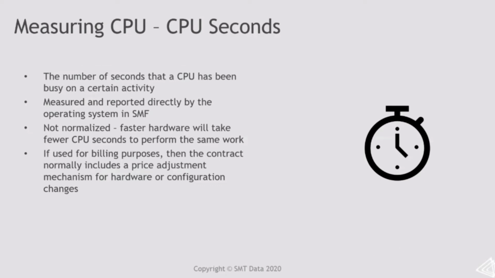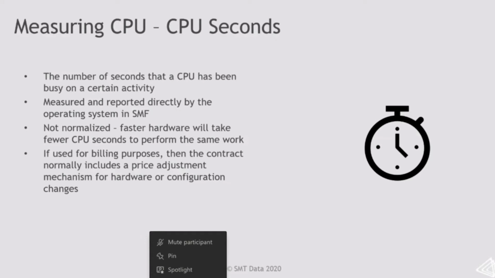So let's just quickly dive into some of the measurement metrics that you can use as a basis for paying for your CPU capacity with an outsourcer. Now, obviously, the basic one is CPU seconds. This is the one that's measured by the operating system, the number of seconds the CPU has been busy doing work for you. That's fundamentally what you're paying for. It's measured and reported directly by the operating system in the SMF.